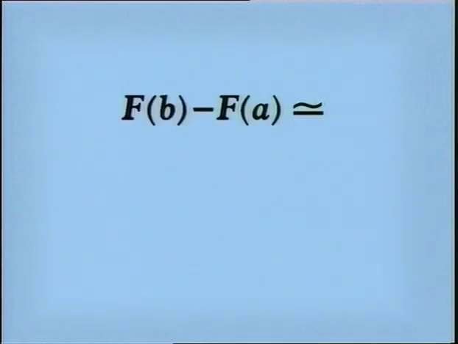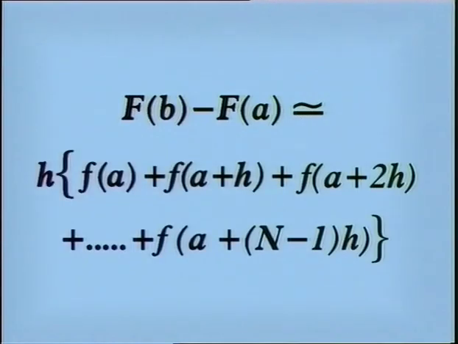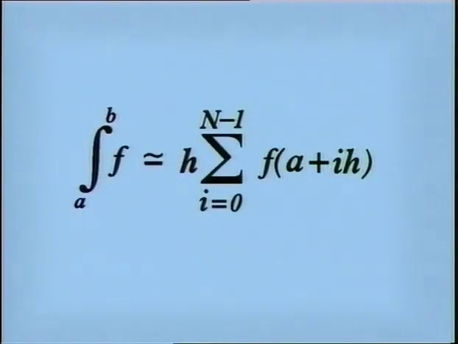So with a small rearrangement, we've constructed an approximation for big F at b minus big F at a, which is h times the sum little f at a plus little f at a plus h plus little f at a plus 2h, and so on, up to little f at a plus n minus 1 times h. So this is also an approximation to the definite integral of little f from a to b. We can write that in sigma notation. The definite integral is approximated by h times the sum from i equals 0 to n minus 1 of little f at a plus ih.